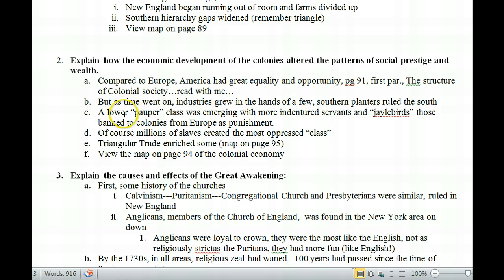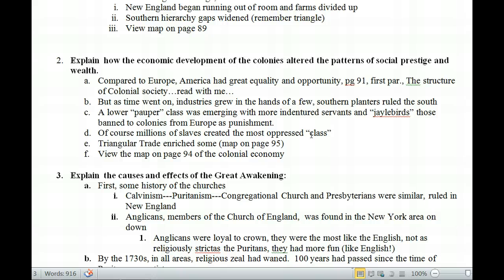But B, as time went on, industries grew, and of course in the hands of a few, and the Southern Triangle, can't forget that. They had every intention of keeping it that way. A lower pauper class was emerging with more indentured servants without any prospects unless they ventured into Indian territory. Jailbirds, spelled as it used to be spelled. There were people dumped in the colonies and in Australia, probably some 50,000 of them, who were banished as their punishment from whatever European country, a big chunk of them England. So that doesn't help your population when you get somebody's outcast. And of course, millions of slaves created the most oppressed class, which will divide this country.